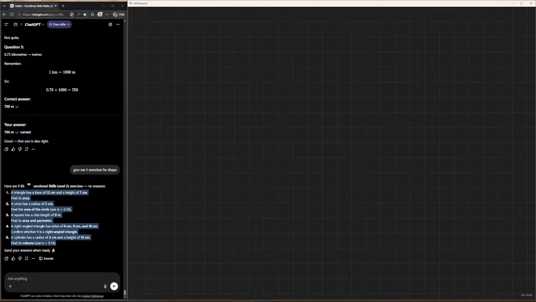Alright, so we're moving on to Question 4. Okay. Question 4. What does the question ask? A right angle triangle has sides of 6 centimeters, 8 centimeters, and 10 centimeters. Where is the right angle triangle?